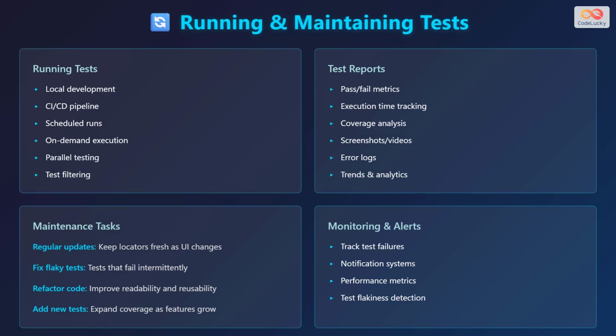Test execution happens at multiple stages. You can run tests locally during development, in CI/CD pipelines automatically with every code commit, on scheduled intervals like nightly runs, on demand when needed, and in parallel across multiple machines to save time. Test filtering allows you to run only specific tests instead of the entire suite.